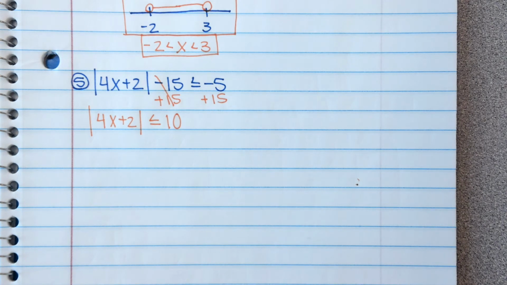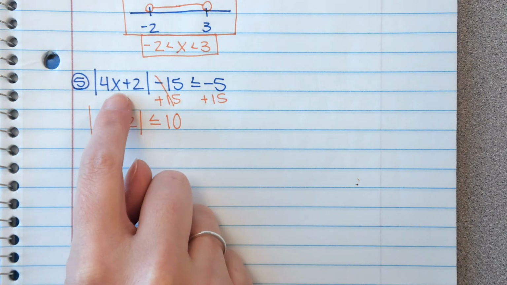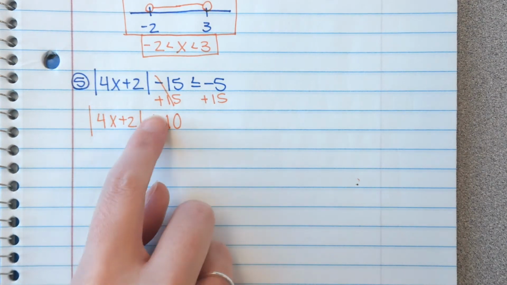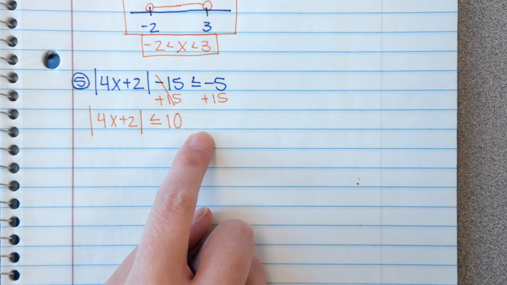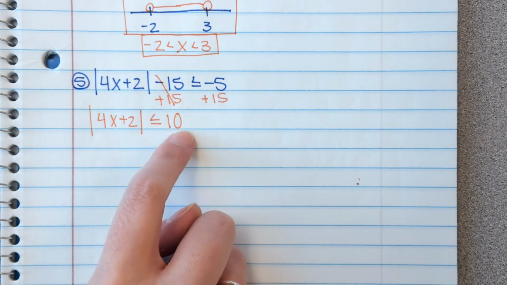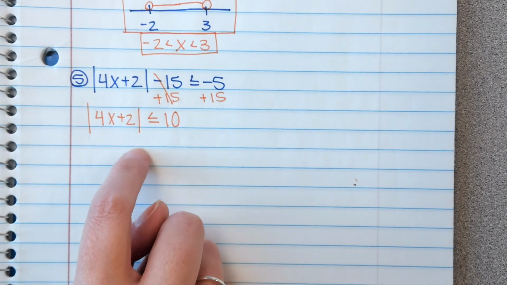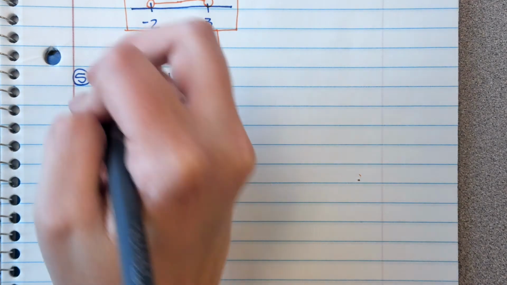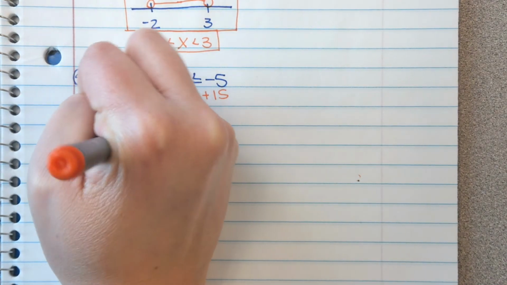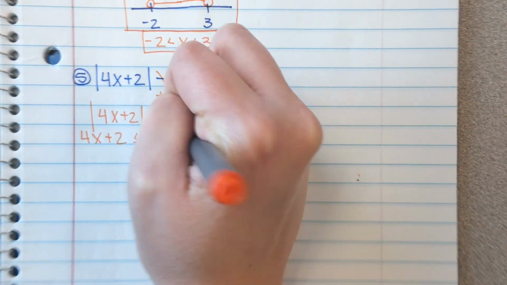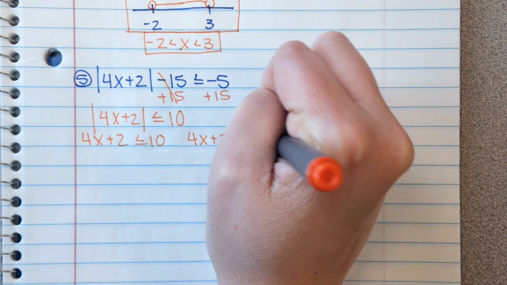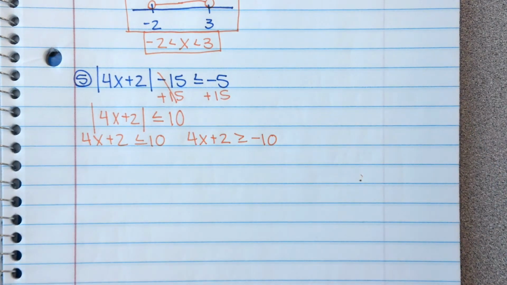Now, we have to think, could the absolute value of this quantity be less than or equal to 10? Yeah, it could. This is a positive. It's okay. We can keep going. So we're going to create our two inequalities and solve those. So 4x plus 2 is less than or equal to 10. 4x plus 2 is greater than or equal to negative 10. We can solve each of those.